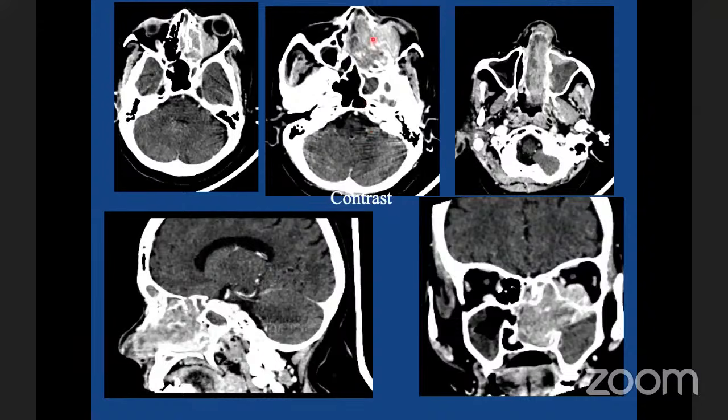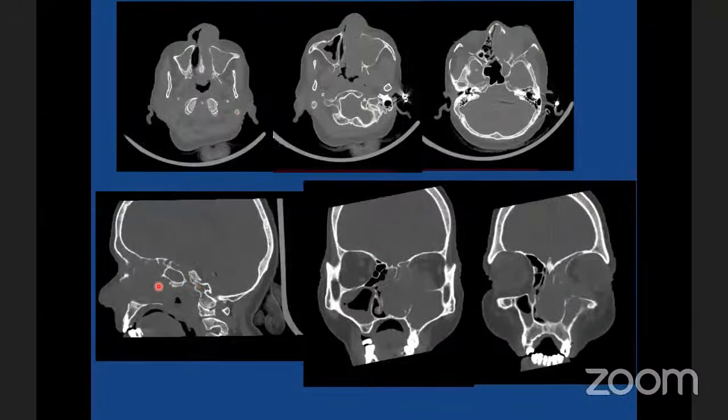Post-contrast shows a heterogeneous moderately enhancing lesion involving not only the nasal cavity, like here, but also the maxillary sinus, ethmoid air cells, and intraorbital extension, and causing retention sinusitis. You can see the intraorbital extension. Extensive bony erosions.